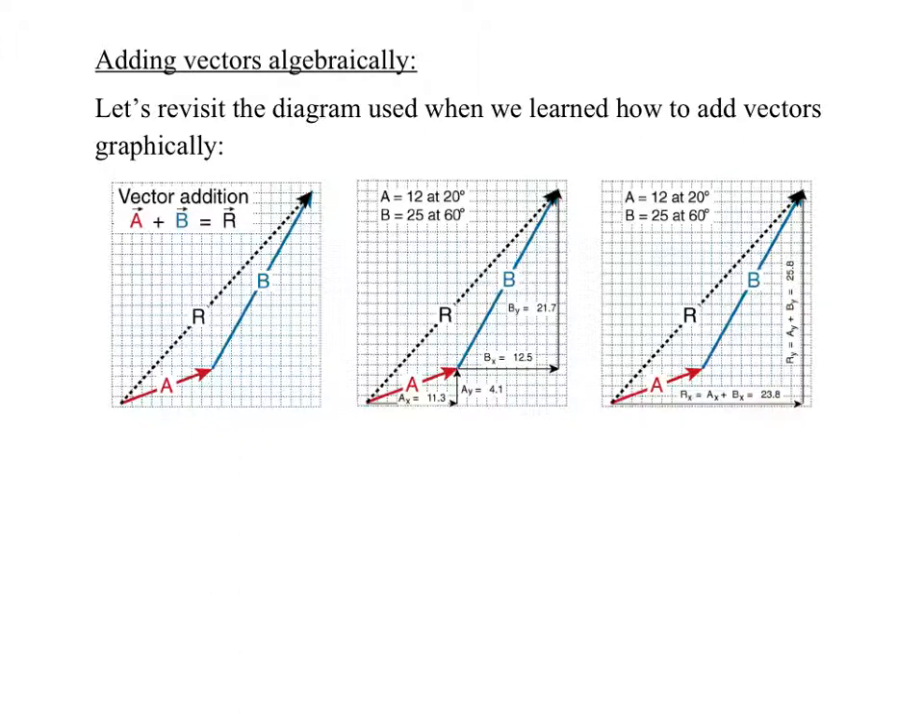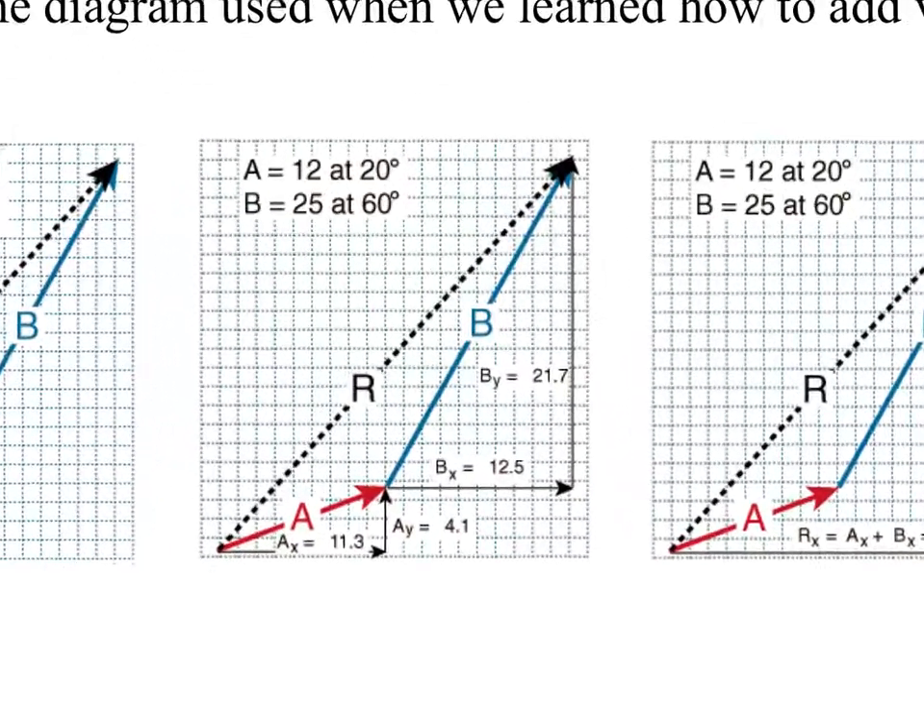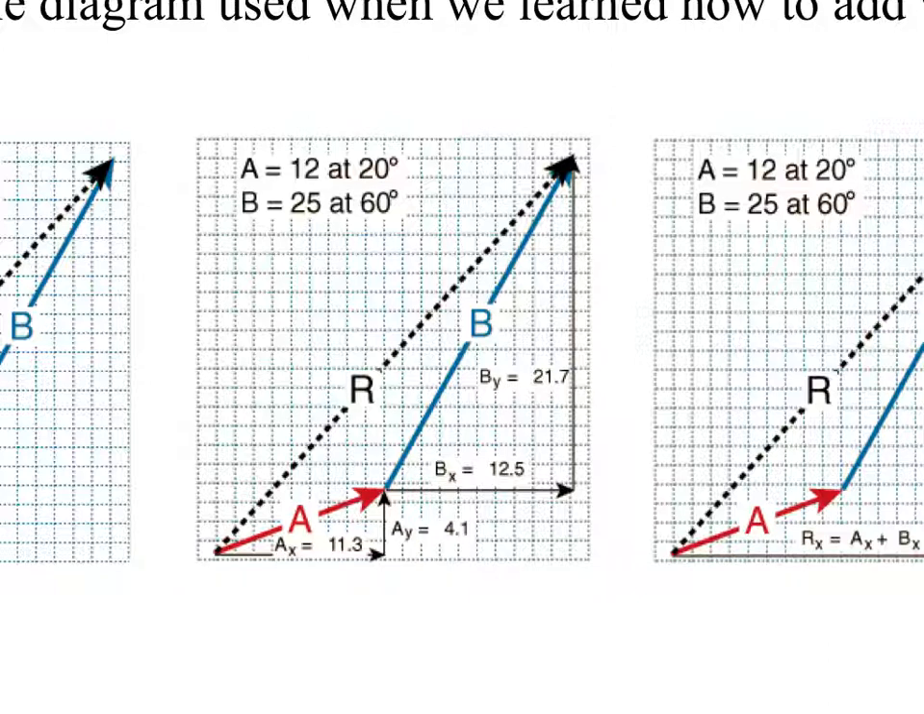Where do these numbers come from? See these numbers? 11.3, 4.1, that's the base, that's the height. 12.5, 21.7, the base, the height. How do I get them based on the last slide? What are they physically? Jack, give me something. Well, you just use the trigonometry like from before to get them. Precisely, Jack. Very good. So really, this right here is the horizontal component of A, so we call it AX. This is the horizontal component of B, so we call it BX.